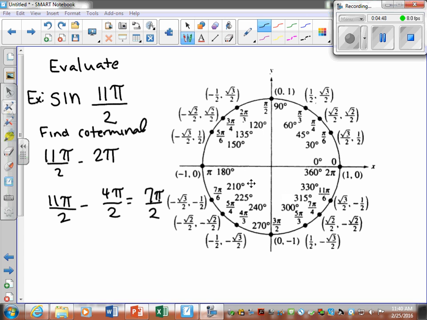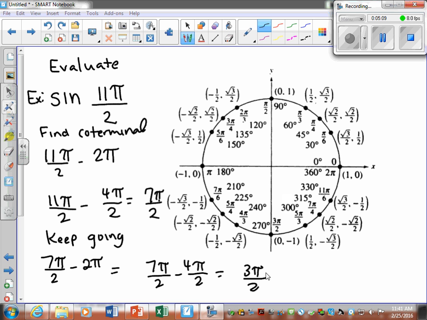Because 11 pi over 2 was not on my unit circle, I needed to find coterminal, and I subtracted out 2 pi. 7 pi over 2 is the result. It is not on there as well. So basically we need to take another revolution out. So we're going to go find coterminal to this again.